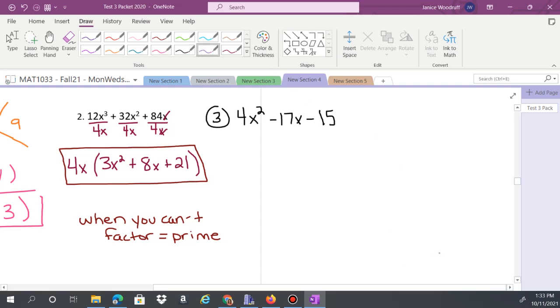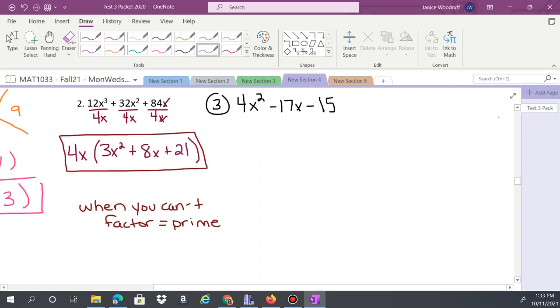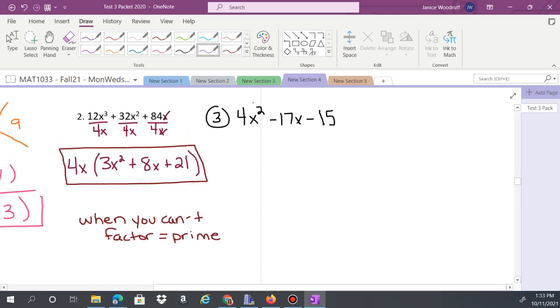All right, let's take a look at number 3. So we'll go ahead and try the mistake method with this one. So we have 4 times negative 15, negative 60. All right, multiplies to negative 60, adds to negative 17. What do we got? 1 and 60, 2 and 30, 3 and 20. That should work, right? 3 minus 20, negative 17. 3 times negative 20, negative 60. Okay.